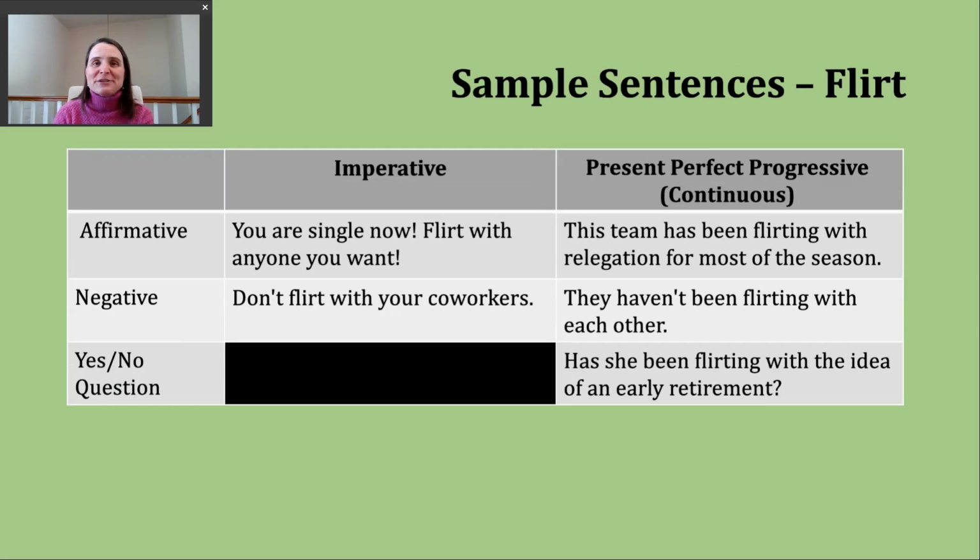Now, let's continue using our verb of the day, flirt, in a couple different verb tenses. Today, we're going to practice the imperative and the present perfect progressive. Let's start with the imperative. We use this form of our verbs to give commands. So we're telling someone to do something.